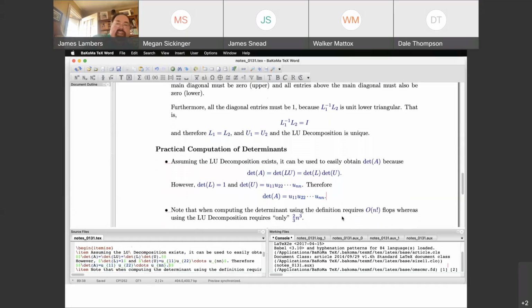Now, in your first linear algebra course, you would have spent time learning how to compute determinants in general, and not using this approach. You'd use a recursive formulation where you're deleting rows and columns from a matrix and computing the determinant of the matrix that remains, and so forth. And that is an extremely expensive operation.